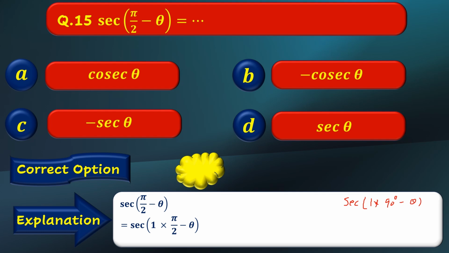And as we see that here the quadrantal angle is odd multiple of 90 degrees. Therefore, secant will be converted into its co-ratio, which is cosecant. And as the quadrant is first quadrant, therefore cosecant theta will be positive. So secant pi by 2 minus theta is equal to cosecant theta. Therefore, the correct option is option A.